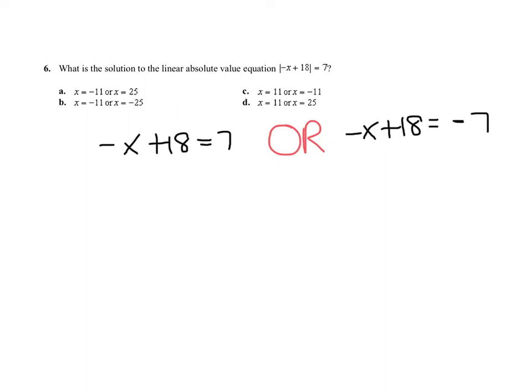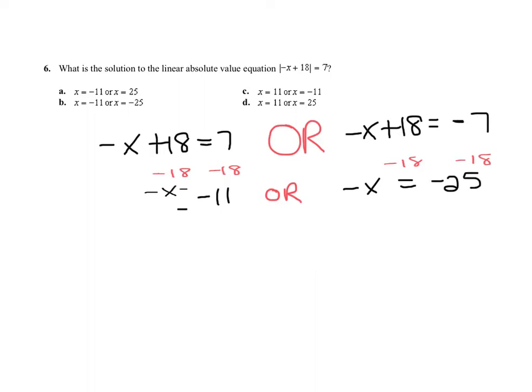Remember when we did this, we could have two possible answers. It could be positive 7 or it could be negative 7. All right, so let's go ahead and solve it out. What I'm going to do is subtract 18 from all sides. And then over here, I get a negative x equals a negative 11. And then or over here, negative x equals a negative 25.